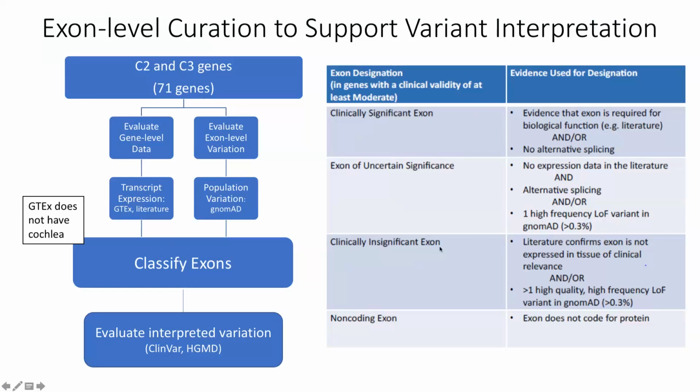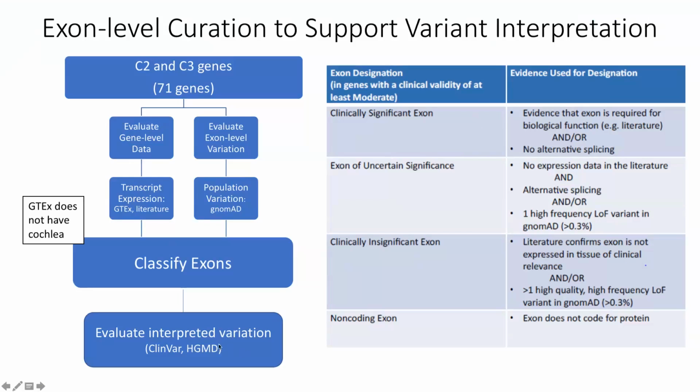The clinically insignificant exons were confirmed in the literature as not being expressed in our tissue of interest or of clinical relevance, and/or they had more than one high-quality, high-frequency loss of function variant in gnomAD, so greater than 0.3%. Once we classified all of these exons, we wanted to look at interpreted variation across them.